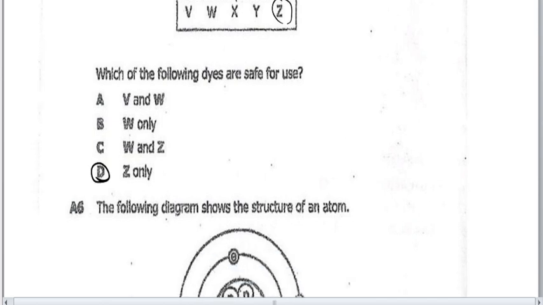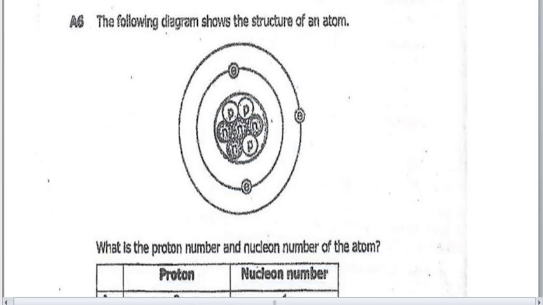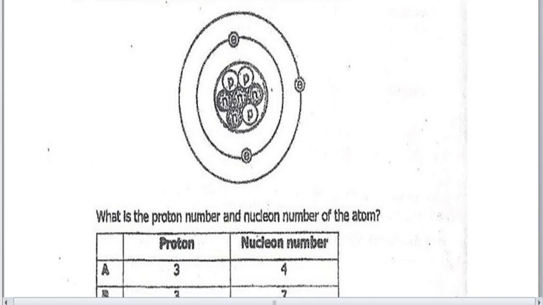A6. The following diagram shows the structure of an atom. Okay, what is the proton number and nucleon number of the atom? Now, proton number in an atom, we're just looking at the number of protons in the nucleus of an atom. That is proton number. So how many protons are there? We look at the p's. 1, 2, 3. So there are 3 p's, so meaning there are 3 protons. So the number of protons is equal to 3.